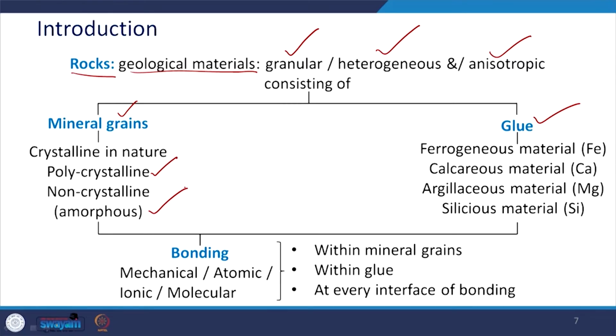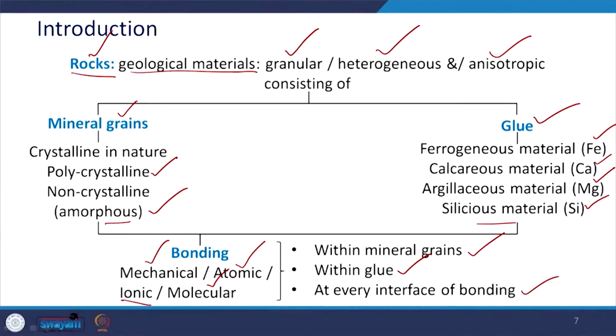When we talk about the glue material, it can be rich in iron, rich in calcium, rich in magnesium or rich in silica. And when these two, the mineral grain and glue, develop some kind of bonding, this bonding can be mechanical, atomic, ionic or molecular. This bonding can exist within the mineral grain, within the glue, or at every interface of bonding. Then the resulting material is called rock. Okay. So, this is the overall basics behind the material rock.